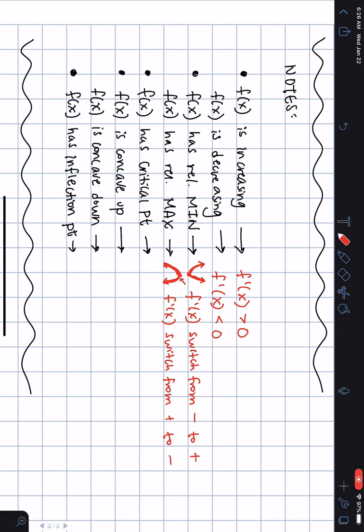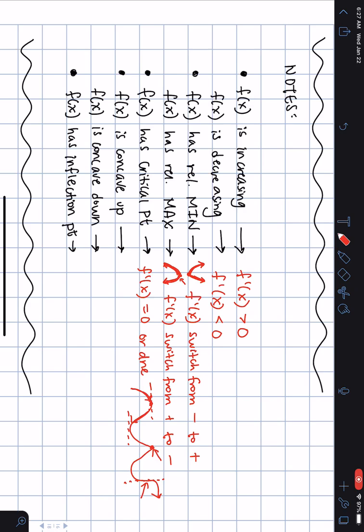Next, if f of x has a critical point, that means that the slope either is 0 or does not exist. So this is what I mean by that. Here, my slopes are 0 because they're not positive, they're not negative, they're the turning point. So those are where slope is 0, aka a horizontal tangent line. Then here is where my slope does not exist, at a sharp corner and also at vertical tangents. Okay, those are all considered critical points.